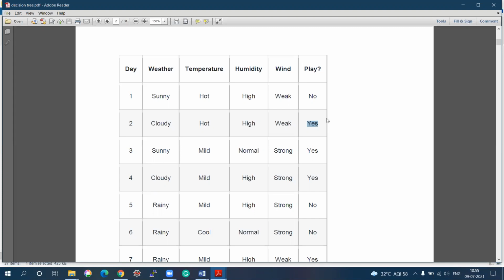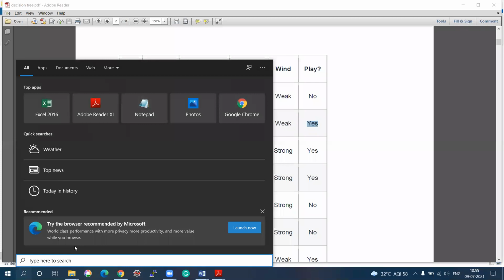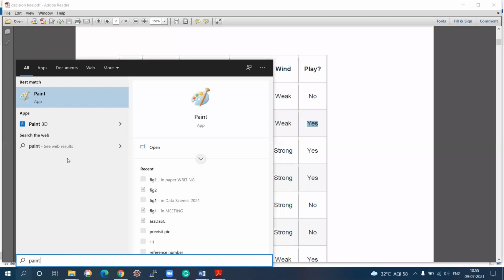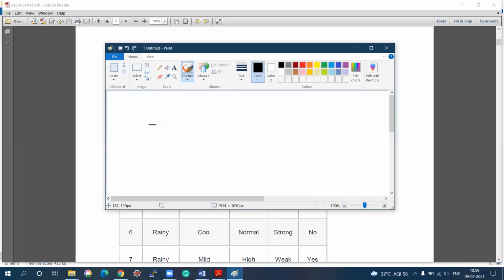So how do we calculate the entropy? The calculation of entropy is done in this way: minus P log P. And what is the base of this log?